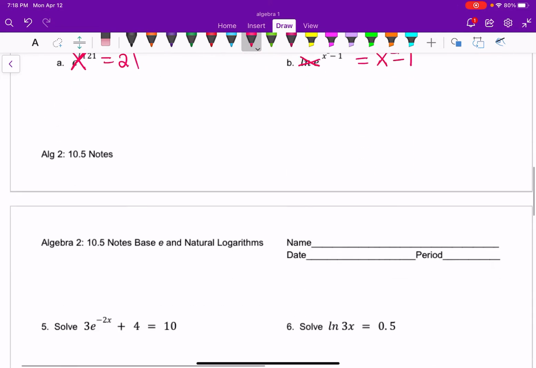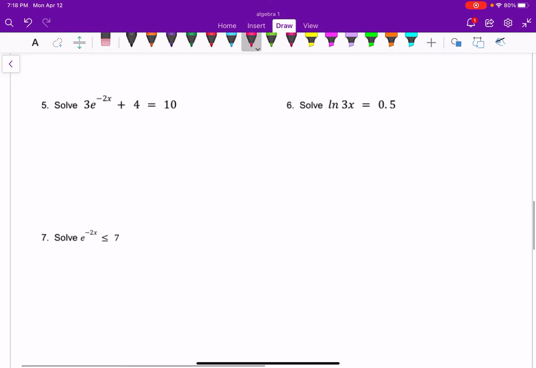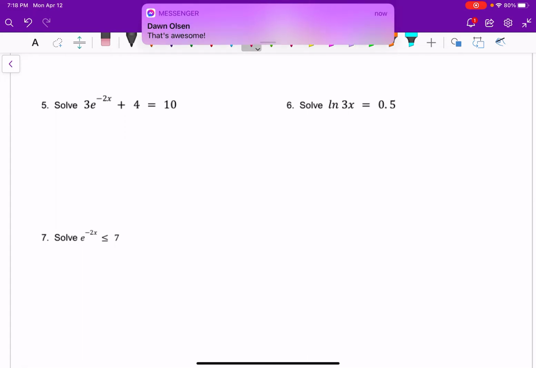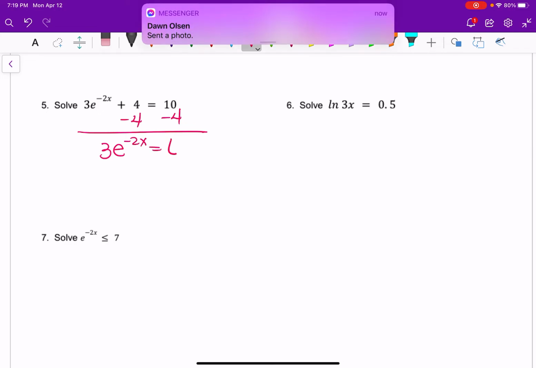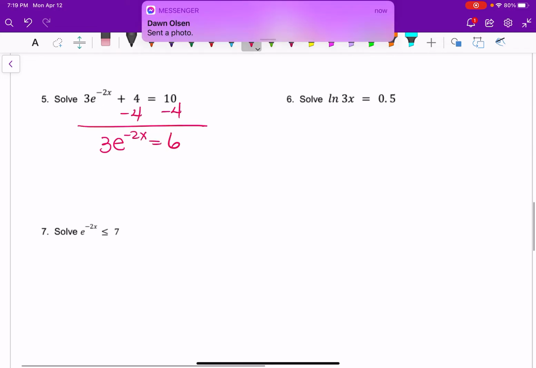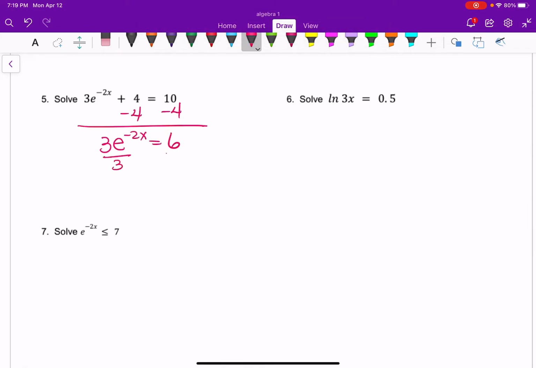Okay, let's do number 5, 6, and 7. The first thing we want to do is get e by itself, because then we can change forms. So I'm going to subtract 4 from both sides. And then I'm going to see what I can do. 3e to the negative 2x equals 6. I want to get that 3 off of there, so I'm going to divide by 3. e to the negative 2x equals 2.